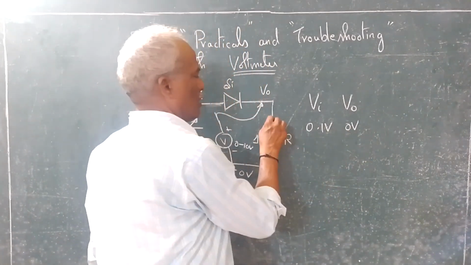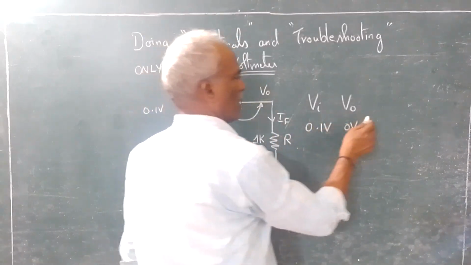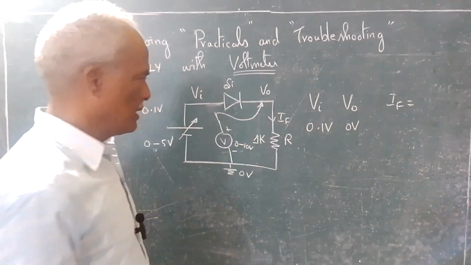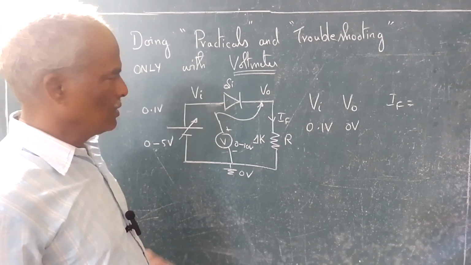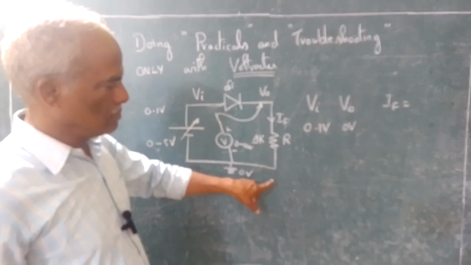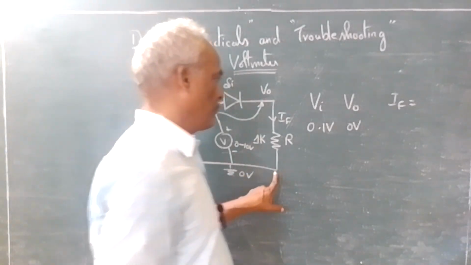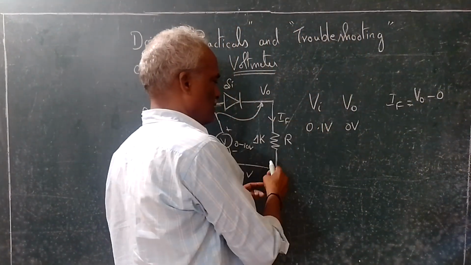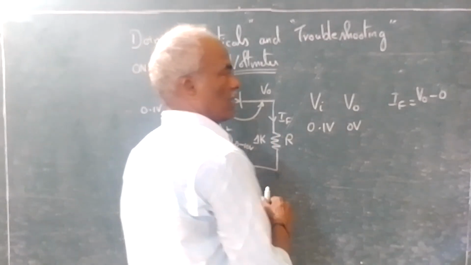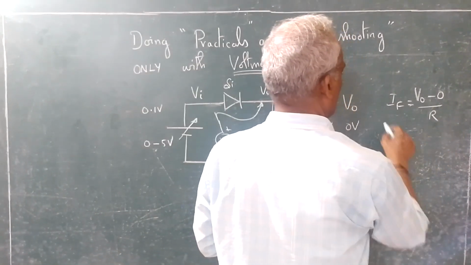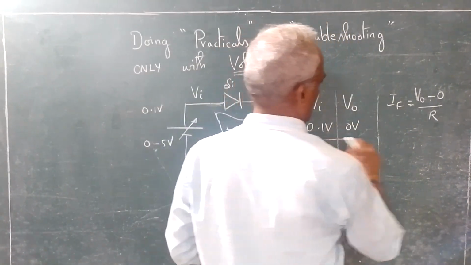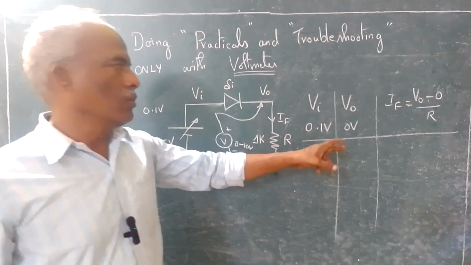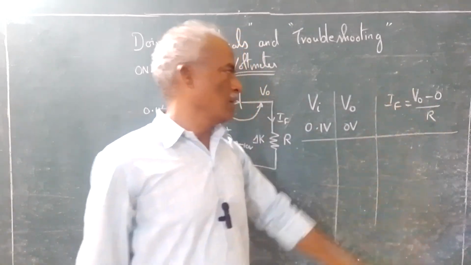Now this is the current, forward current, IF. Now what is IF? IF is nothing but V out, this end is V out, this end is 0. So V out minus 0 is the voltage drop across this R, divided by R. So this is another column. Now you know V out is 0, so 0 minus 0 by R.